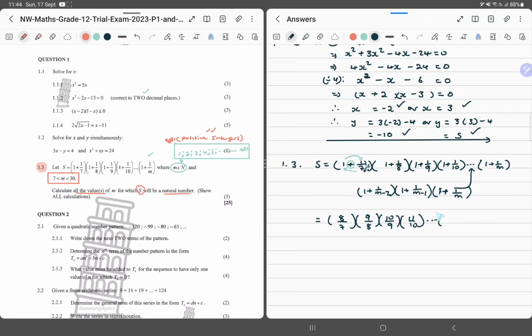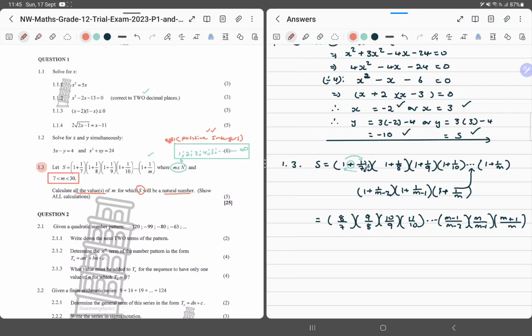So if you multiply here, m times 1, m minus 2 times 1 is going to be m minus 2, plus 1 is going to be m minus 1 over m minus 2. And then we do the same here. It's going to be basically m over, because it's going to be m minus 1 plus 1, it just becomes m over m minus 1. And then here it's going to be m times 1 is just m, plus 1 is going to be m plus 1 over m. So this is what we've got.